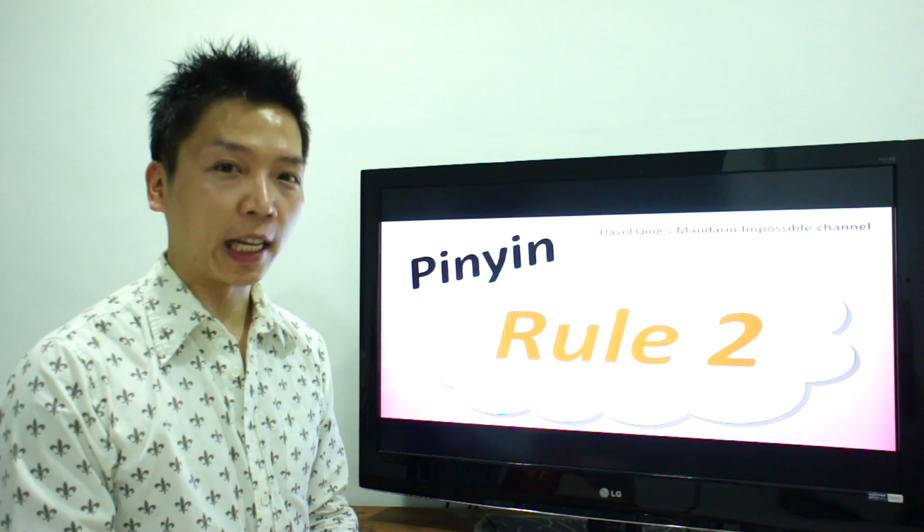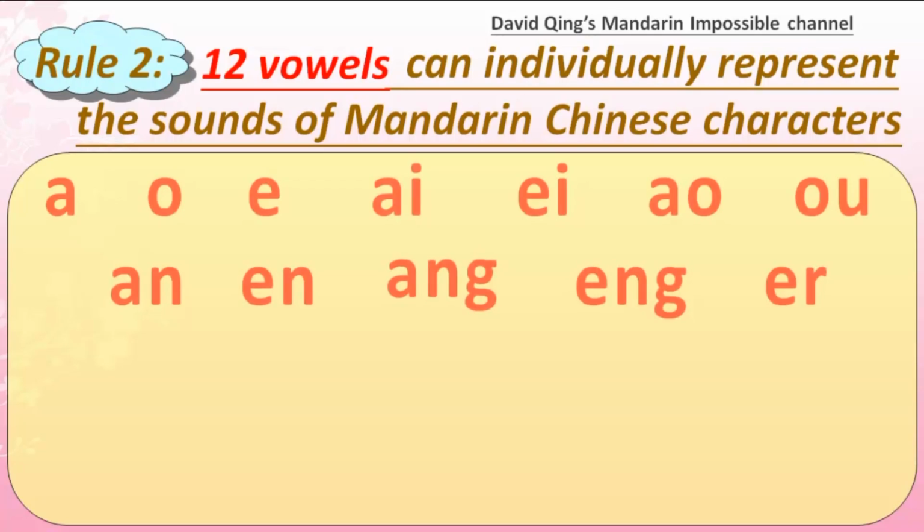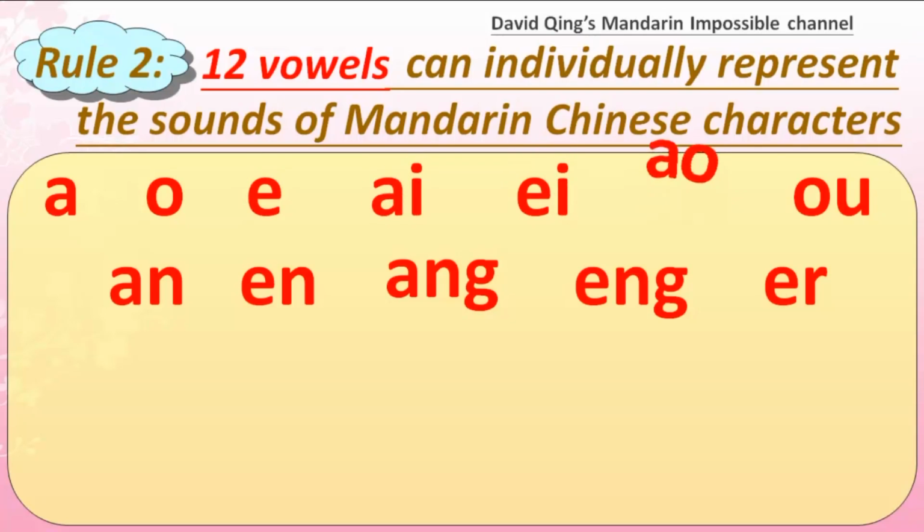Rule 2 gives you the exception to Rule 1. In Rule 1, we learn the consonant plus vowel pattern to represent the sounds of Mandarin Chinese characters. But there are 12 vowels that can individually represent the sounds of Mandarin Chinese characters. The 12 vowels on the screen do not need a consonant to represent the sounds of Mandarin Chinese characters. They are a, o, e, ai, ei, ao, ou, an, ang.